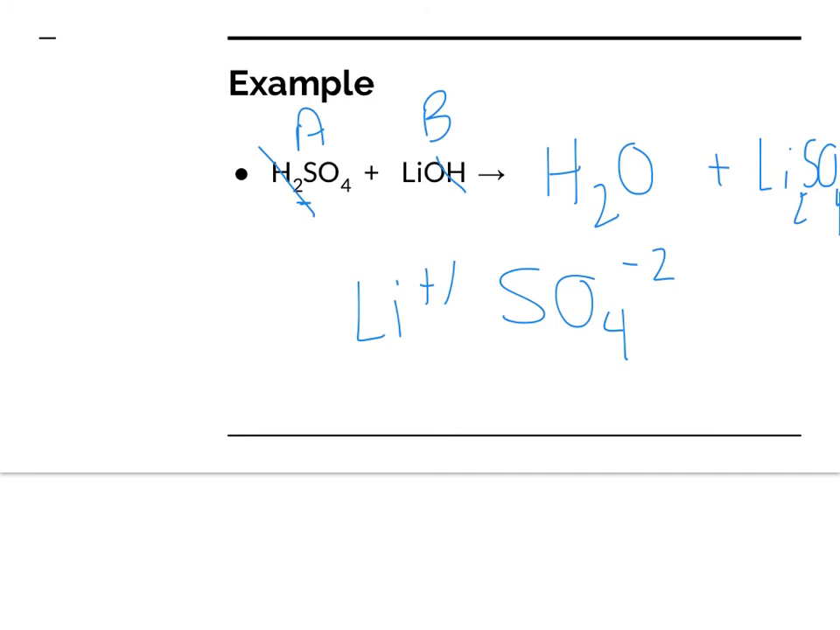The last thing I want to do is make sure that I can balance this equation. Okay, and to balance this equation, I'm going to add a 2 in front of the lithium hydroxide and a 2 in front of the water. That ensures that the number of hydrogens, oxygens, lithium, and sulfates are the same on both sides of the equation.